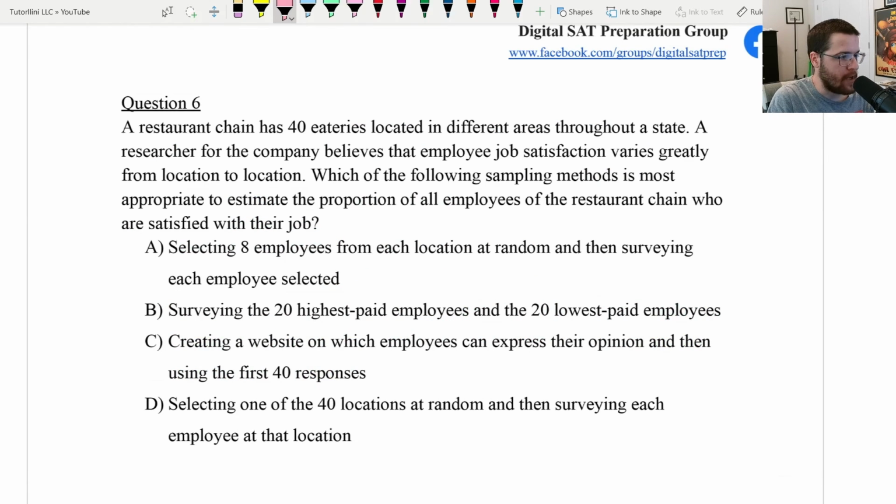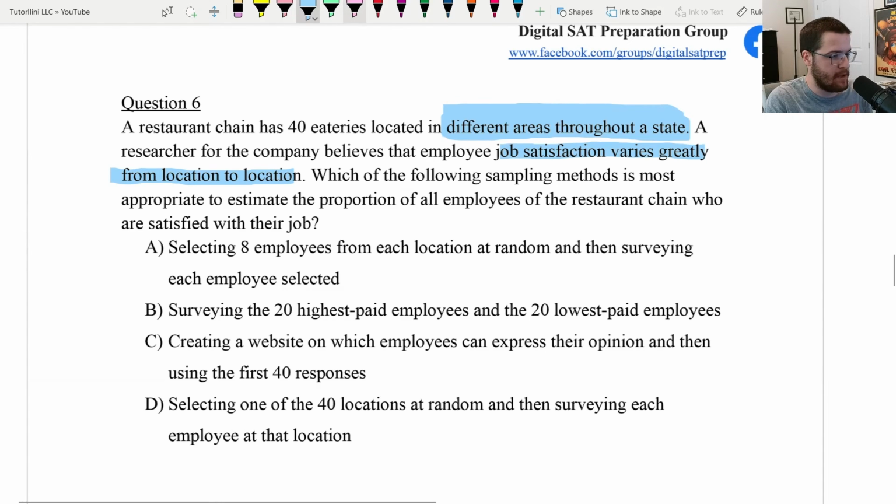Question 6. Okay, so we've got 40 restaurants, chain restaurants, in different areas throughout a state. Okay, so maybe these locations differ by some kind of factors like pay and cost of living and stuff like that. So that's kind of important. And it even says he thinks job satisfaction varies greatly from location to location. That's also important. And we want to get the proportion of all employees of the restaurant chain who are satisfied with their job.